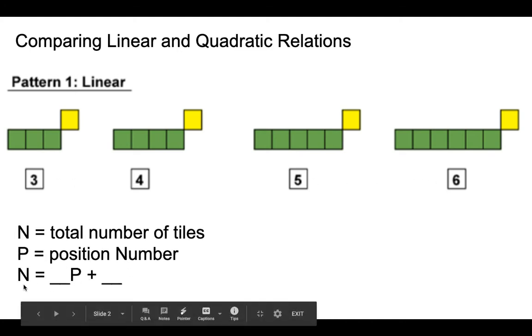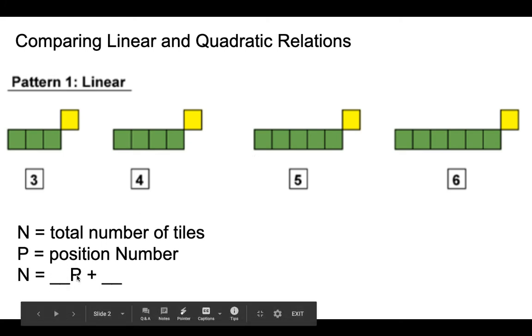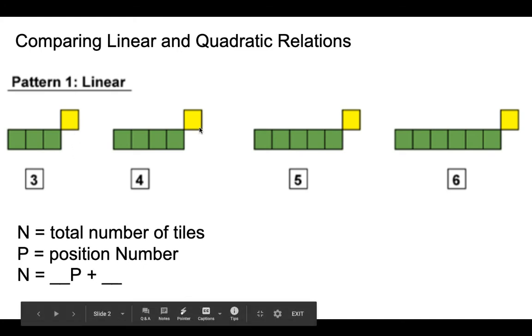And our equation looks like something. N, the total number of tiles, equals something, a number times P, the position, plus something else. And the nice thing about a lot of these tile patterns is that they're color-coded sometimes, not all the time. So in this case, the green tells us that there's 3 tiles, 4, 5, 6. That's going to help us decide what number to put in here. Well, you'll notice if there's 3, it matches, 4, it matches, 5, it matches, and 6, it matches. So there's going to be 1 of the P plus an extra 1, a yellow each time.